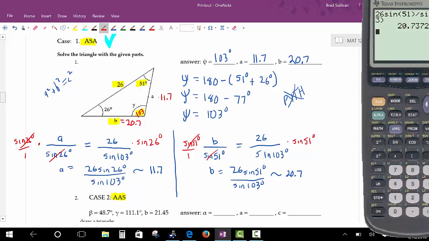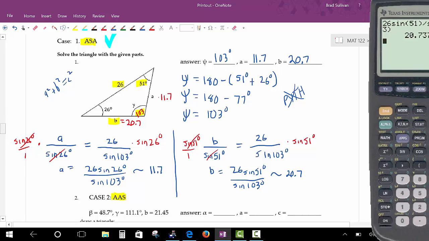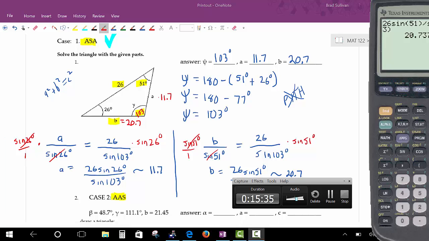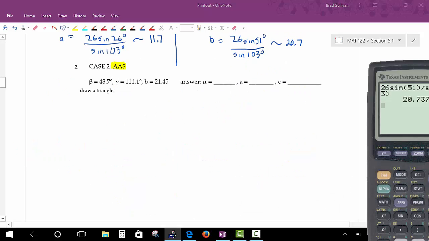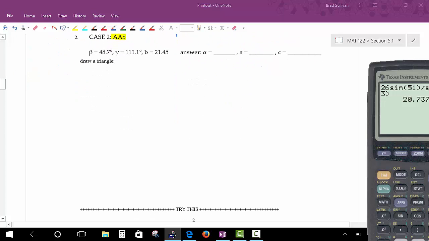Okay, now the next thing we want to look at is, as I proceed through the next thing, we want to go down to the second case. Okay, so now we're going to go to the next case. This time I did not draw a triangle. I don't have to draw a triangle, certainly.